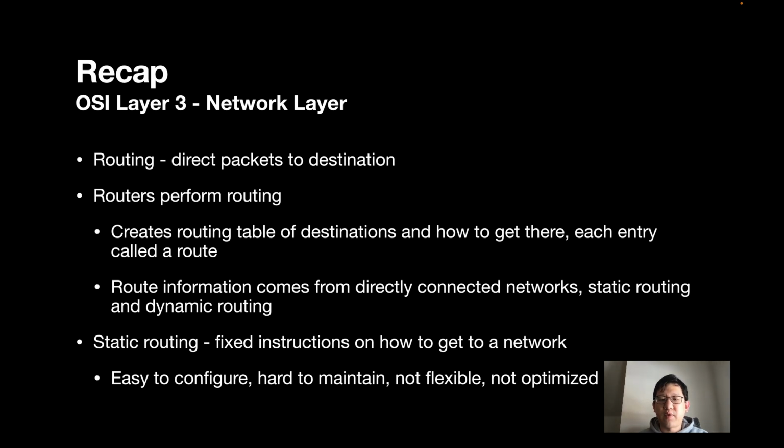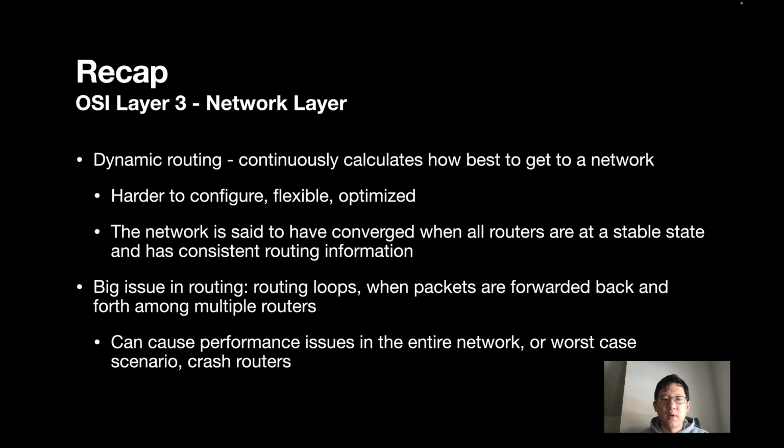Now, route information can come from three different places. You have directly connected networks, static routing, and dynamic routing. With static routing, it is fixed instructions on how to get to a network, and these are easy to configure, hard to maintain, not very flexible, and not optimized. With dynamic routing, it continuously calculates how best to get to a network, especially upon a change in the network. But it is harder to configure, it is more flexible, and the routes are optimized based on some metric.